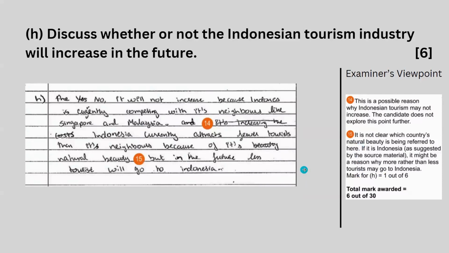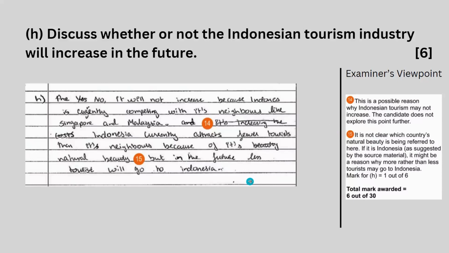Let's see the 15 one. It is not clear which country's natural beauty is being referred to here. If it is Indonesia as suggested by the source material, it might be a reason why more rather than fewer tourists may go to Indonesia. And because of that, it's just 1 out of 6. And this candidate has just got 6 marks out of 30.